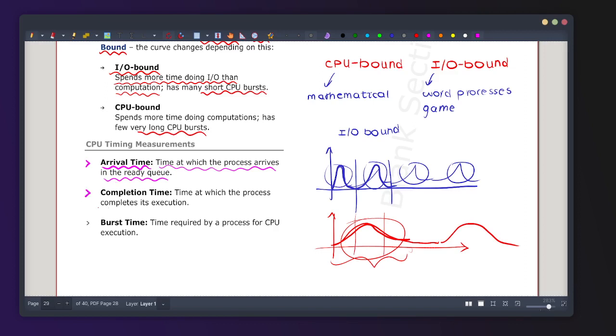Then completion time is pretty self-explanatory. If arrival time is the time that a process arrives in the ready queue, the completion time is the time that a process completes its execution, right? So arrival time is not the time that a process is taken into the CPU. Arrival time is the time that the process arrives at the ready queue. But completion time is the time at which the process completes its execution. Keep that in mind, don't confuse yourself that arrival time is when the CPU takes in a process. It's when the ready queue takes in a process. Burst time, you guys already remember, is the time required by a process for CPU execution.